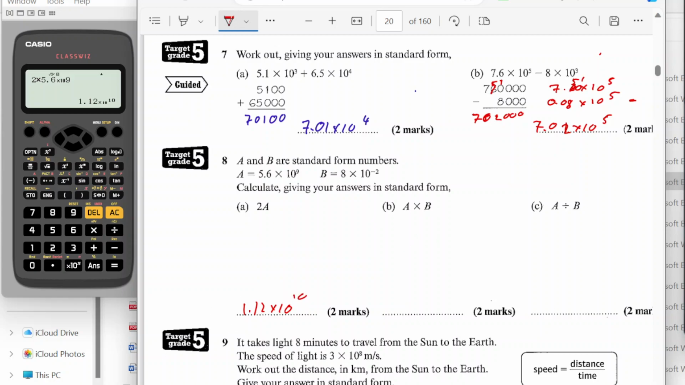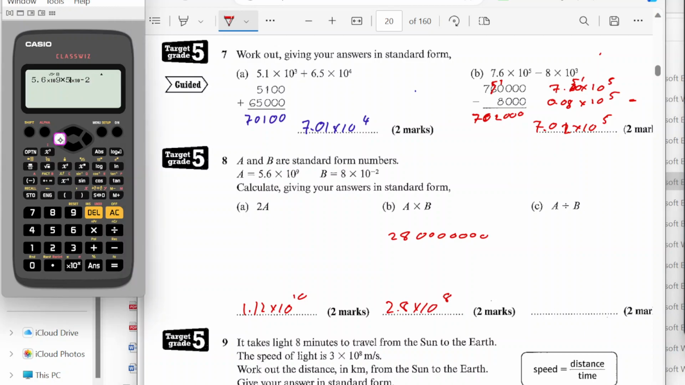For the second one, A times B. Well, I've already got A written down, so I'm just going to use my calculator to get rid of times 2. And then at the end, I'm going to do times B, which was 8 times 10 to the minus 2. So that's going to give me 2, 8, and we've got 7 zeros. Let's just double check that. 1, 2, 3, 4, 5, 6, 7. So to convert that to standard form, that's going to be 2.8 times 10 to the 8.